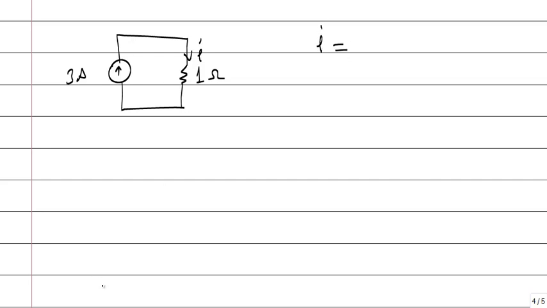So for example, question: assume that this is 3 amps. If you use 1 ohm resistor, what's the current of the resistor? 3. If you use 1 kilo ohm resistor, again it's 3. Because current source, you can change something, but the current of the source will not change.